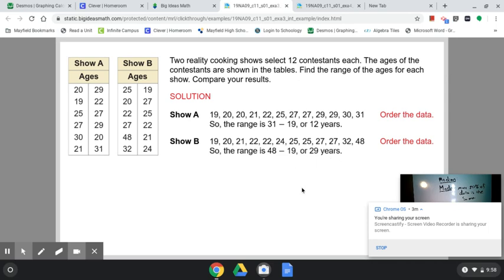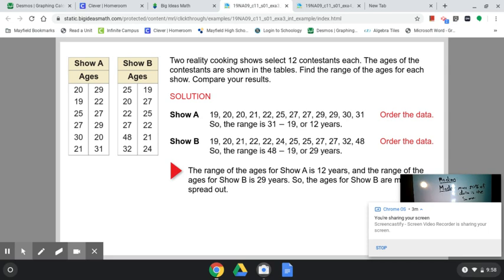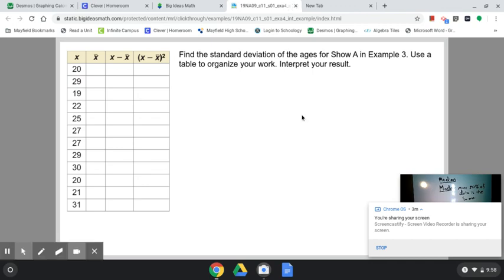Now, range is a good number to know. All it is is a distance from the max to the min. You can find the range. That tells you a lot. It tells you how spread out the data is. So hopefully those questions aren't too hard.